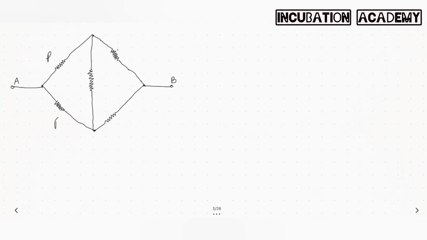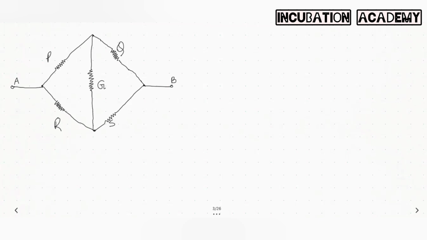No, this is correct. This is P, this is Q, this is R, and this is S. Okay, and this is G. This type of configuration is known as the Wheatstone bridge configuration. And in the null point condition, this type of configuration is called the Wheatstone bridge.